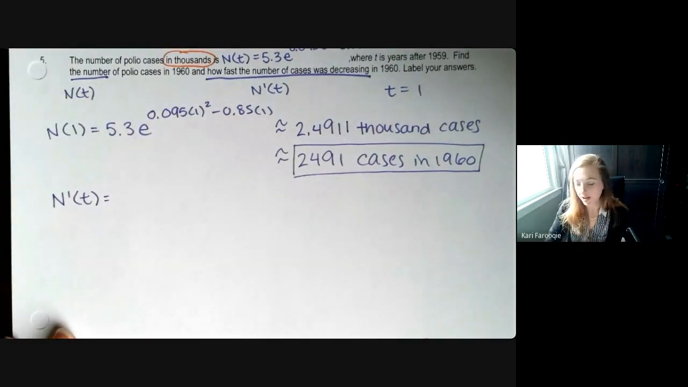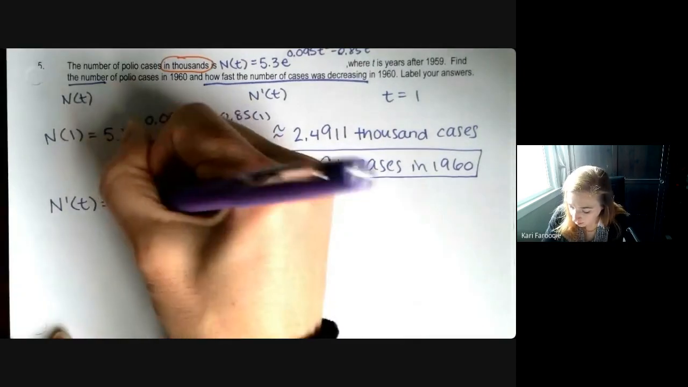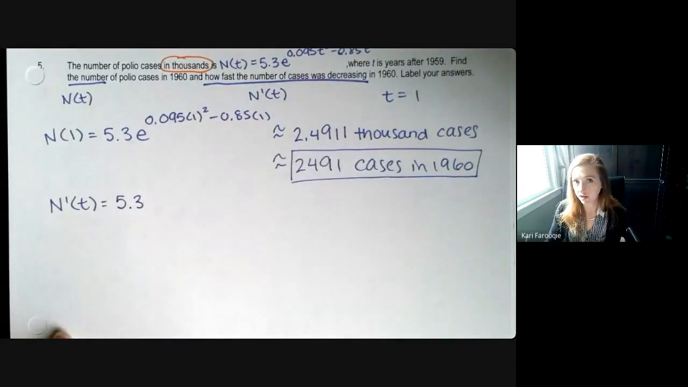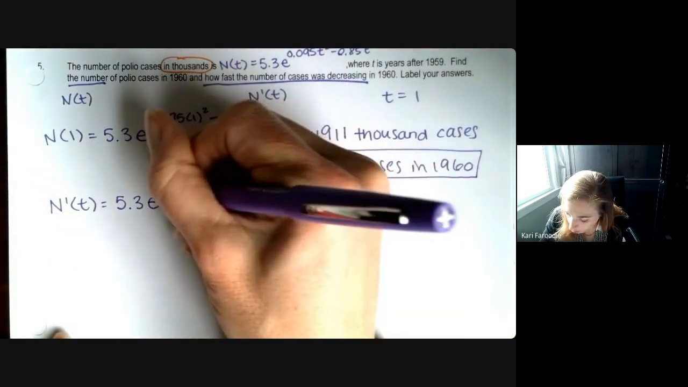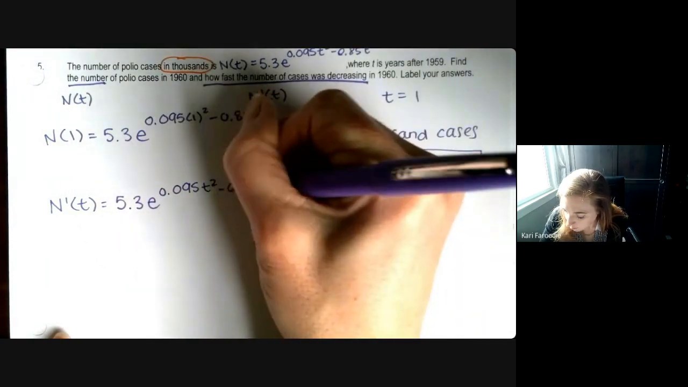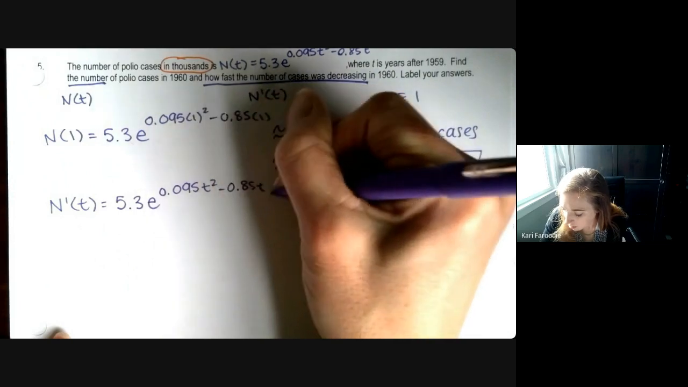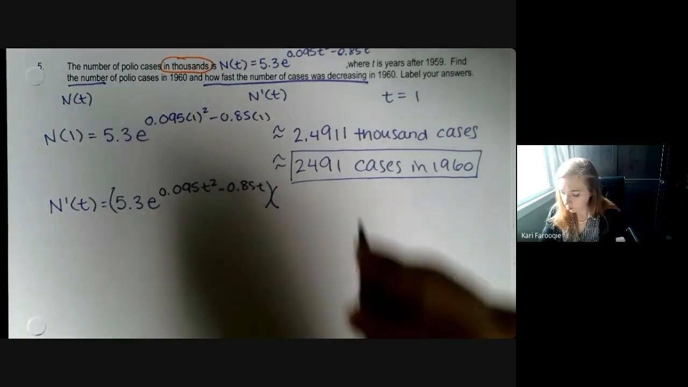And in order to do that, what we're going to do is take the derivative of this expression, which means we're going to keep everything exactly the same and multiply by the derivative of the inside function. So 5.3 times e to the 0.095 t squared minus 0.85 t, and then that whole thing is going to get multiplied by the derivative of the inside function. So 0.095 times 2 is 0.19.